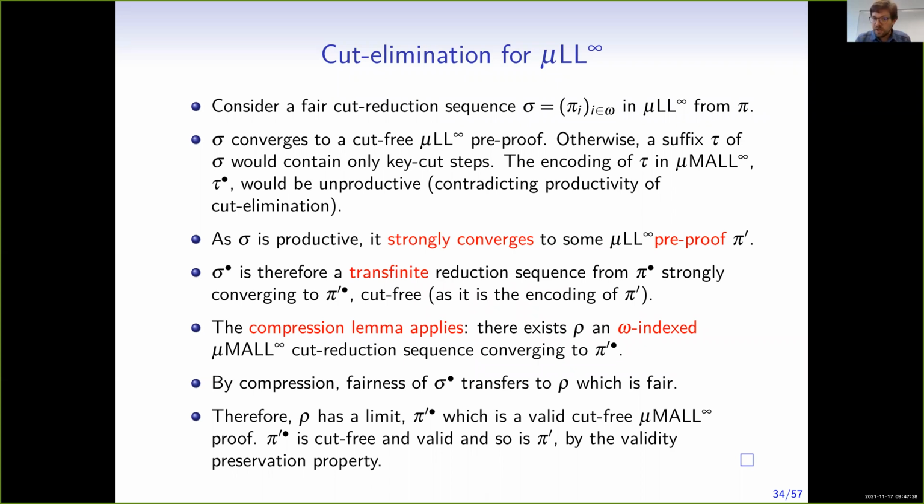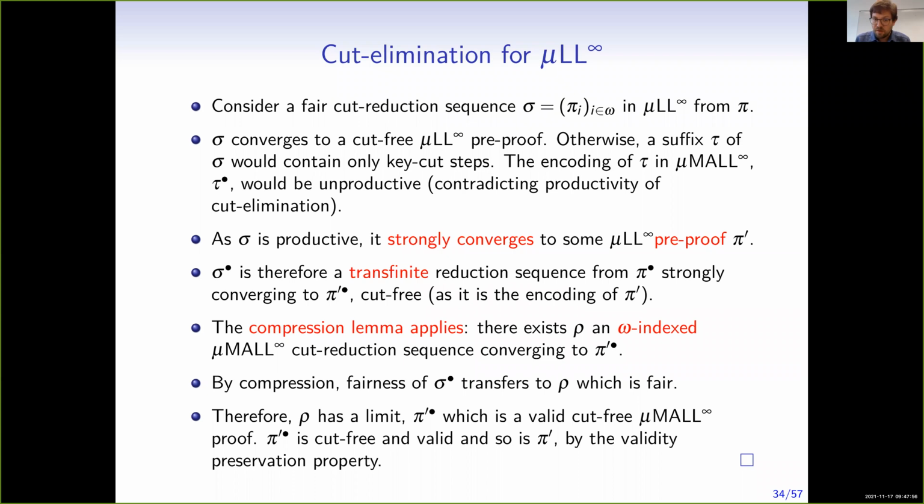It will be a transfinite reduction sequence. But this transfinite reduction sequence will have a very strong notion of convergence, which is actually known as strong convergence in infinitary rewriting. And to this strongly converging sequence, we have a compression lemma that tells us that there always exists an omega-indexed reduction sequence which converges to the same limits.